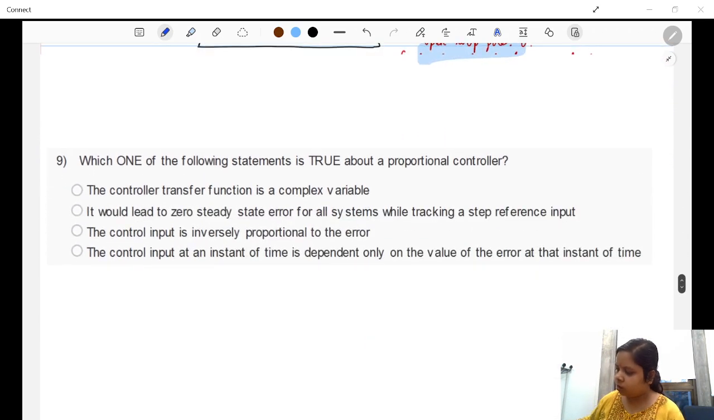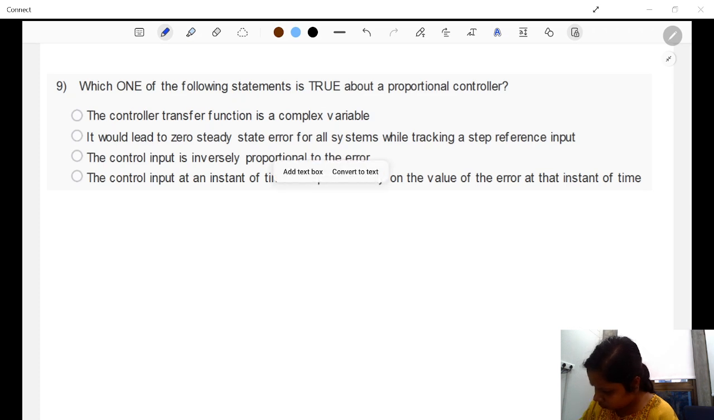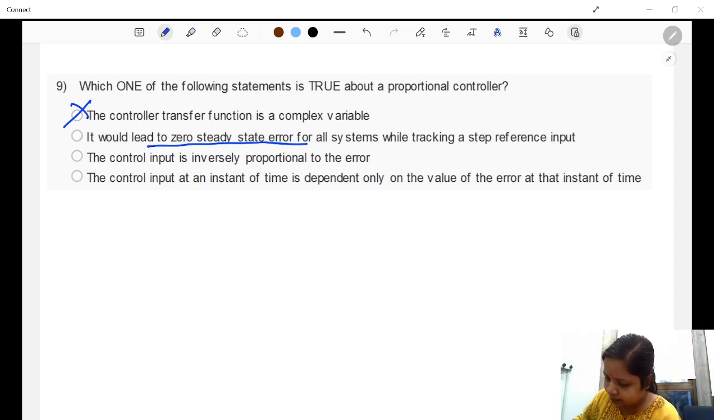Now, which of the following statements is true about a proportional controller? So for a proportional controller, what we have seen... this is wrong. There is no complex variable there. It would lead to zero steady state error. No, it does not lead to zero steady state error. This is done by the integral controller.